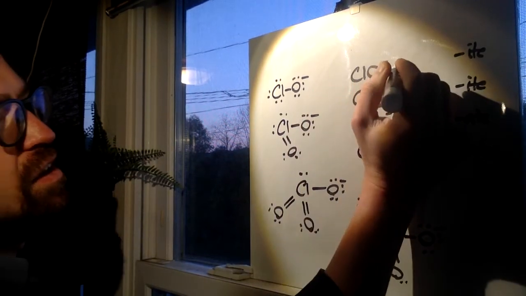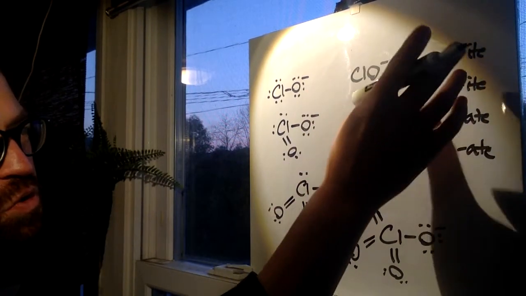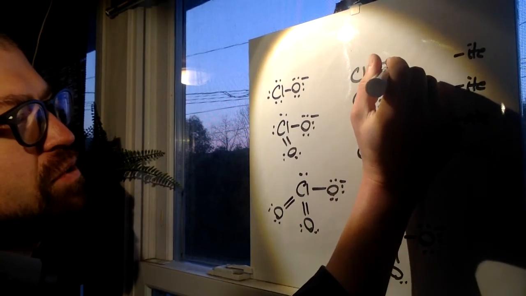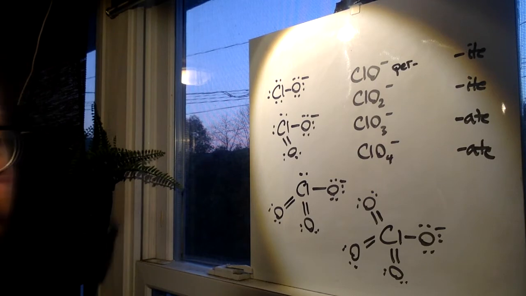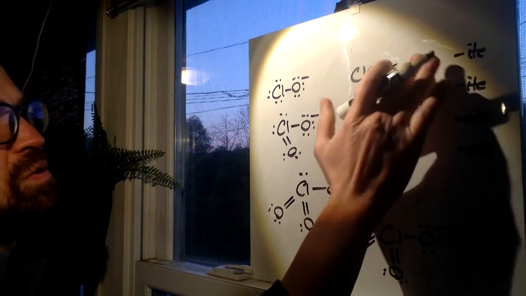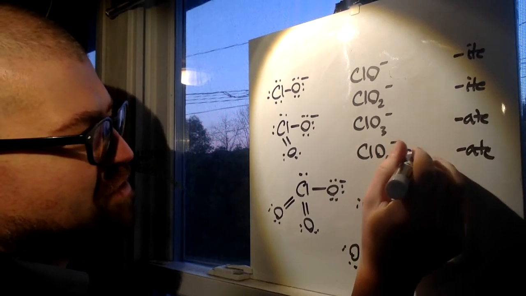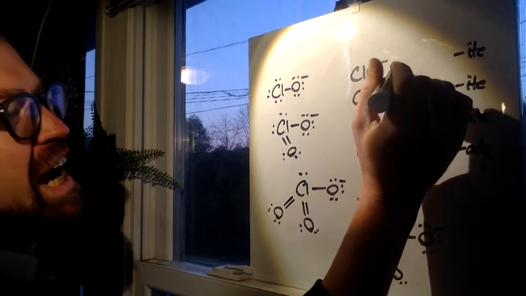And how do we distinguish the smaller ones, these 2 smaller ones from the 2 larger ones? Well, then we add a prefix here. And per just means derived from. Per means derived from, and that's going to be associated with our larger one.